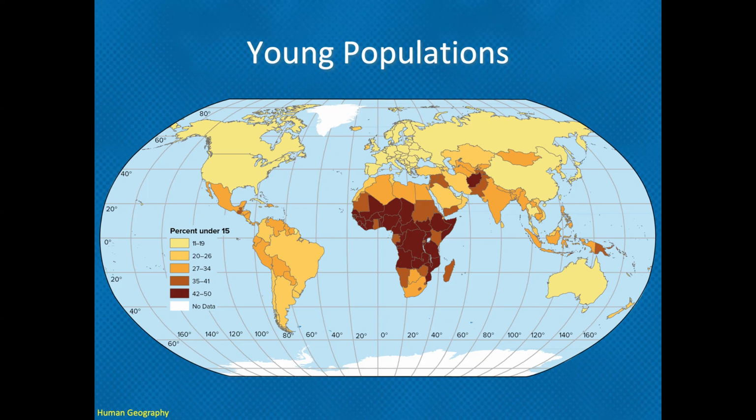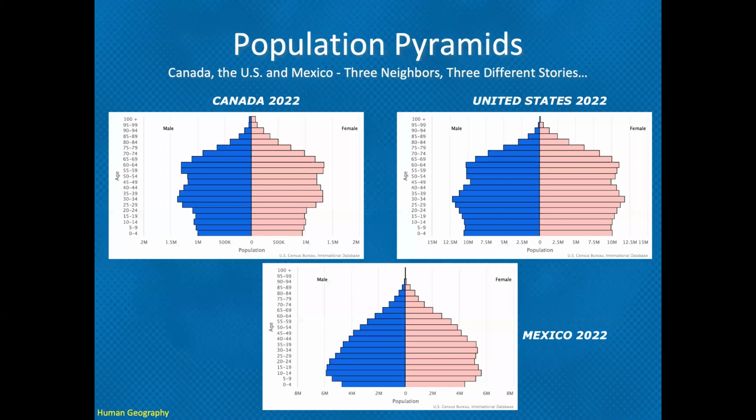That's an interesting thing to think about, because at some point you can't just go generation after generation with people only having either no kids or 1 kid, because the population basically will sort of fall in on itself. So it will change at some point, but for now, the young populations are found where you see the darker color. This is, I love this because it's 3 neighbors with 3 different stories, whether it's Mexico, Canada, or the United States in 2022.